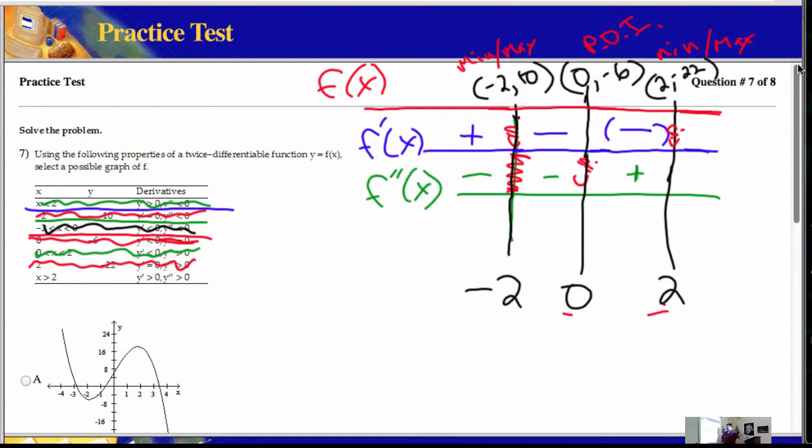Wait, you didn't do the other one. It says that y double prime is greater than 0. We already have that listed, right? Yeah. Okay, that means it's positive. So now we need x greater than 2. Well, it says that y prime is greater than 0, so we have a positive here. Okay? And then it says y double prime is greater than 0, so we have a positive here. All right.